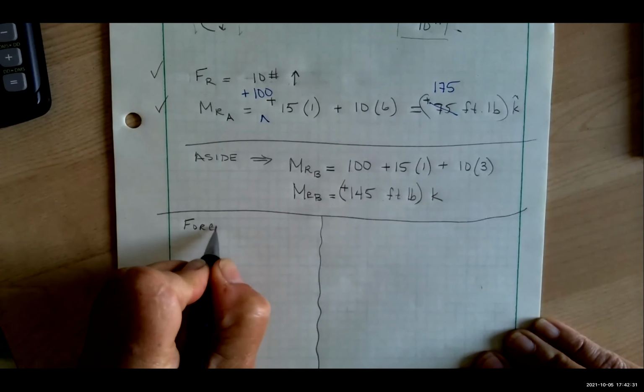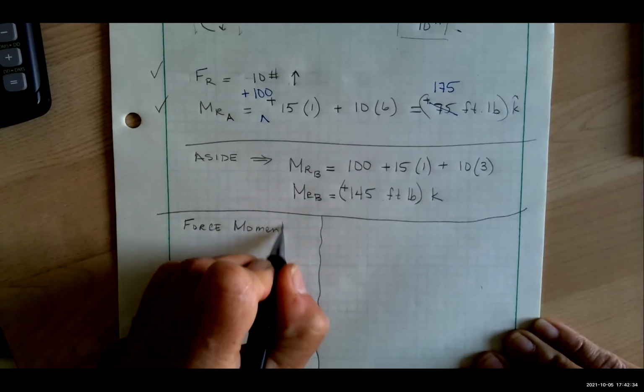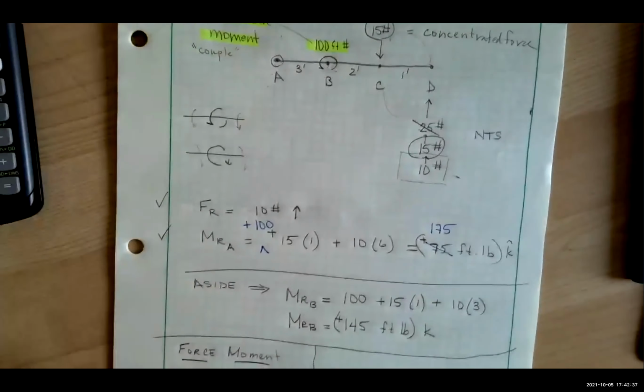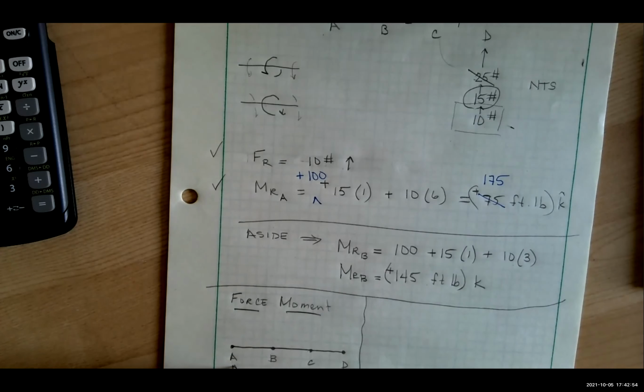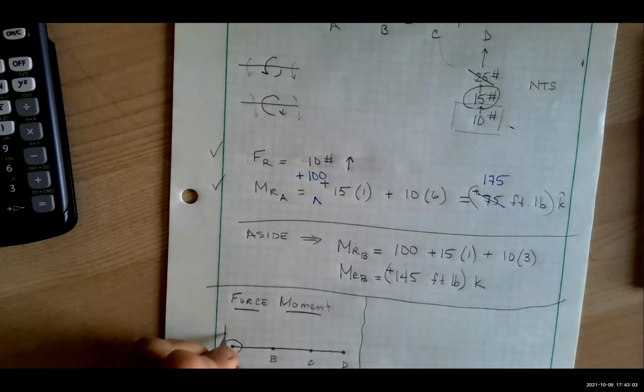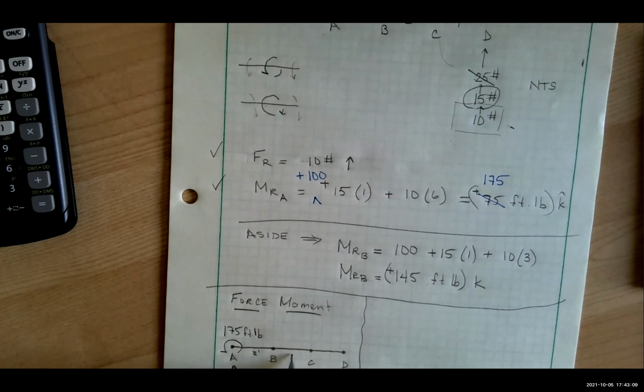So a force moment problem means I need a force and a moment at a point. And what point was in question? It was A. Here's A, here's B, here's C, and here's D. And for a force moment, all I do is at A, I put the resultant force, which we found is 10 pounds going up, and I draw the moment, and I'm going to put 175 foot-pounds. And this is 3 feet, 2 feet, 1 foot. That's a force moment problem.